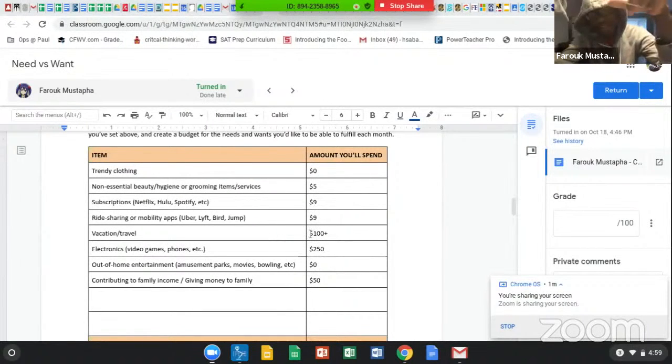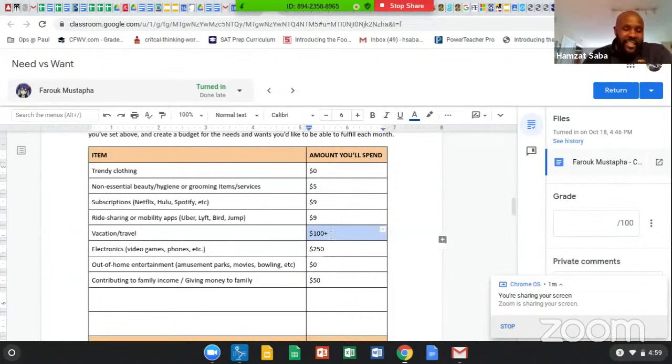I usually take an airplane going to a different country. I don't know. Okay, so I'm just going to let you know that $100 is nowhere near a plane ticket to Nigeria. Do you know how much a plane ticket to Nigeria will cost? $500 plus, probably around $1,500.